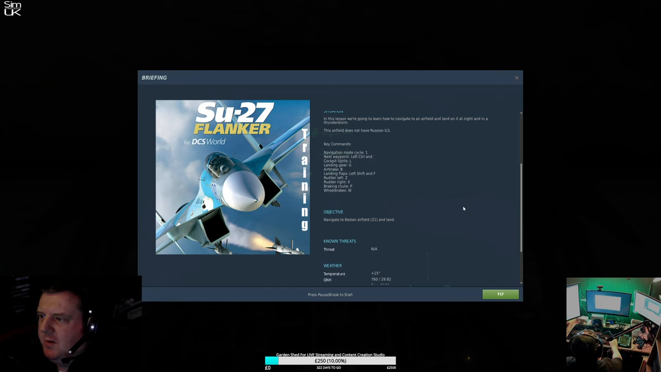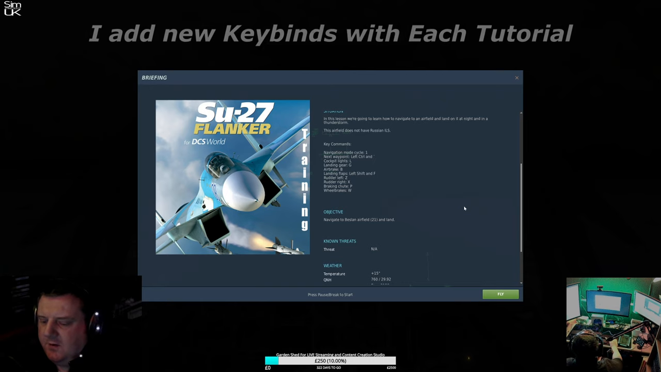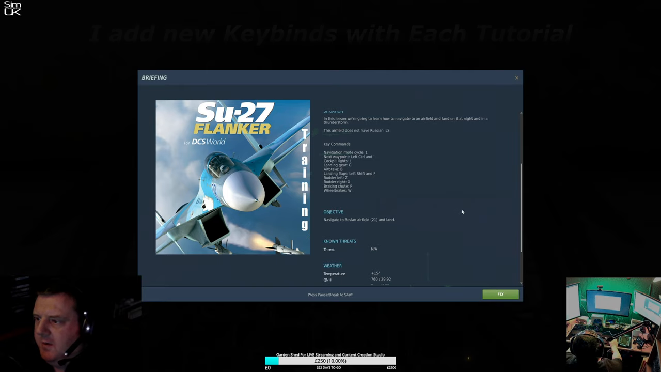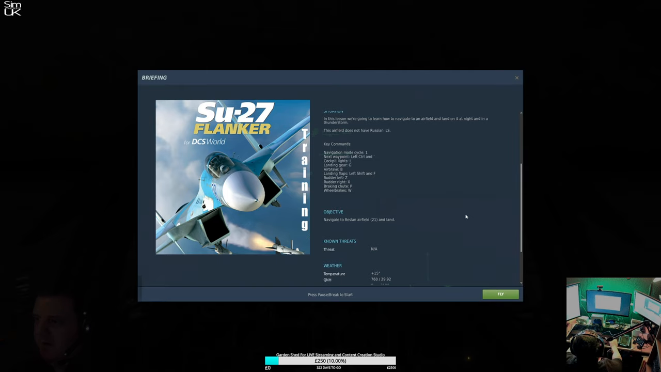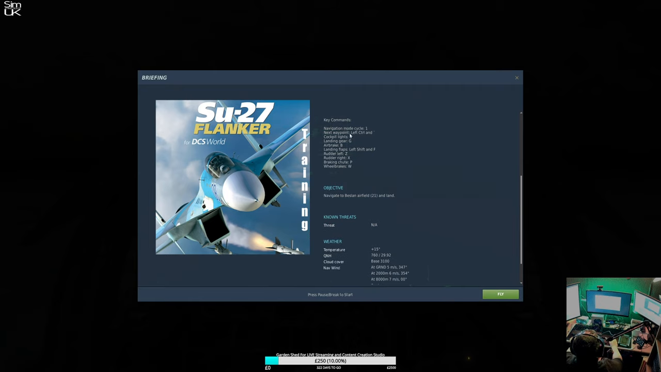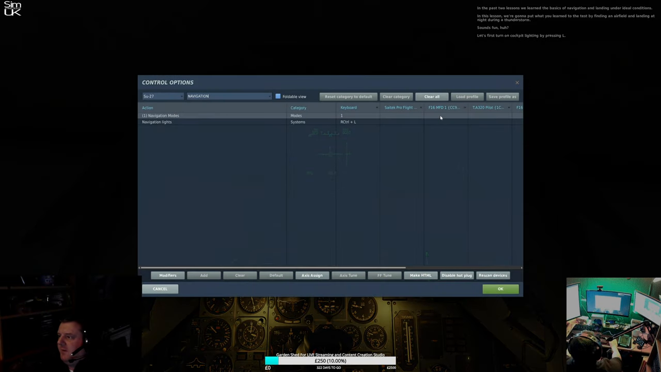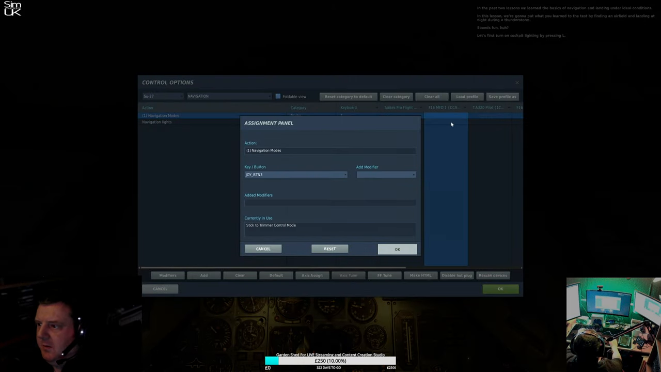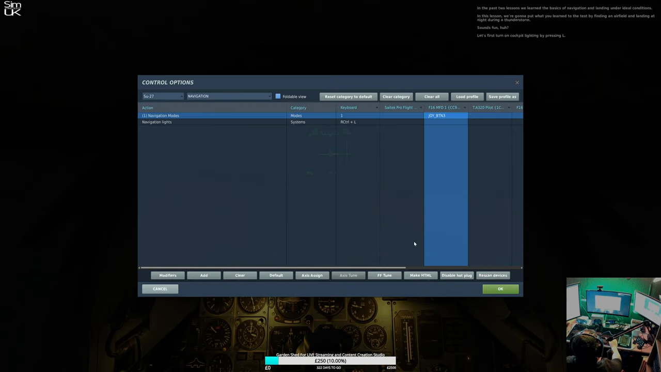Navigation mode cycle. Okay, so I'm going to put that on here. Cockpit lights, landing gear, air brake, landing flaps, blah, blah, blah. Okay, so the only one I have to add is navigation mode cycle. FMD1, add a combo, middle button. Okay.